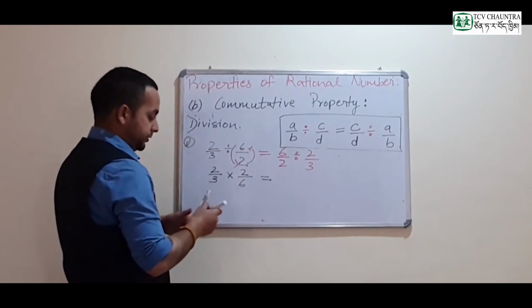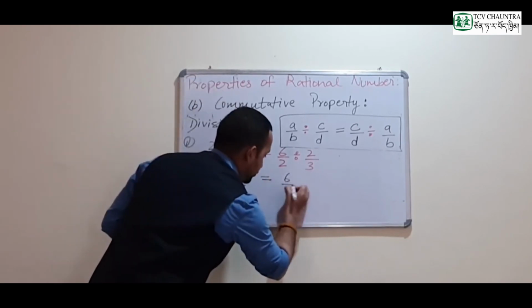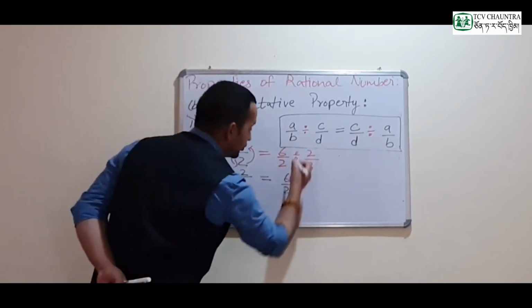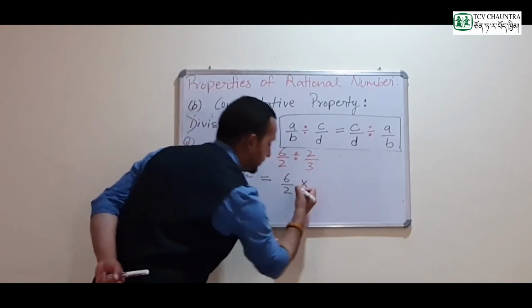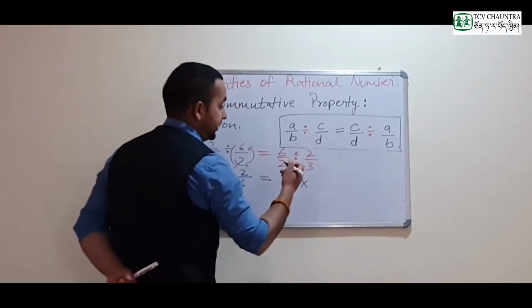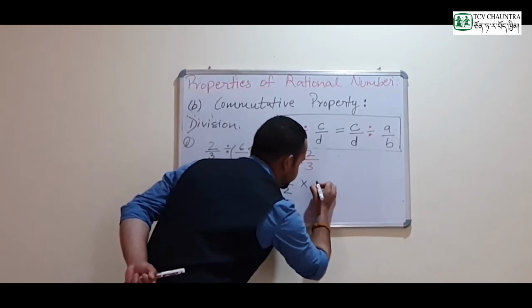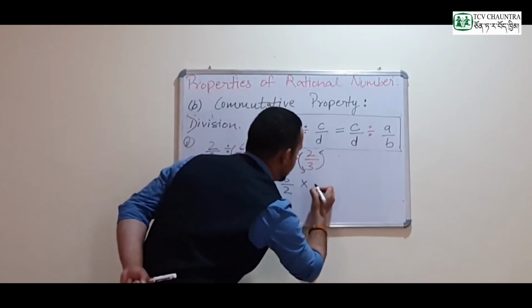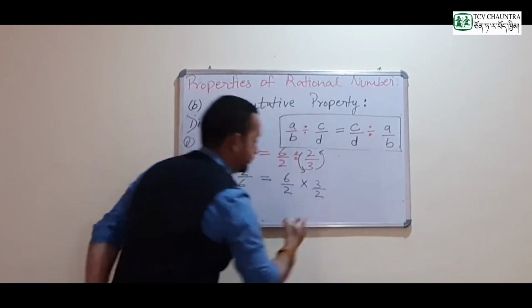Similarly here, 6 upon 2 is the first rational number. We will copy it as it is and we are going to change the operation. So we will write multiply here, and the second rational number we will reciprocal. So it will become 3 upon 2.